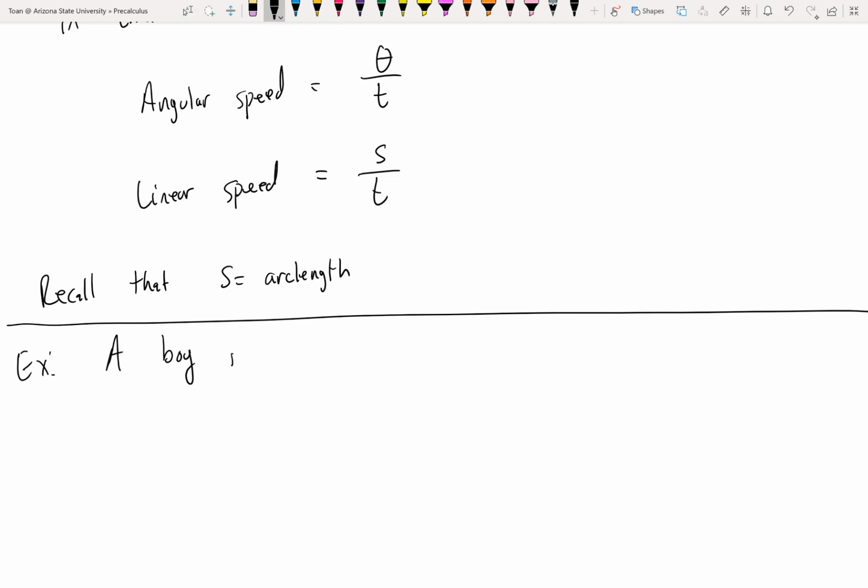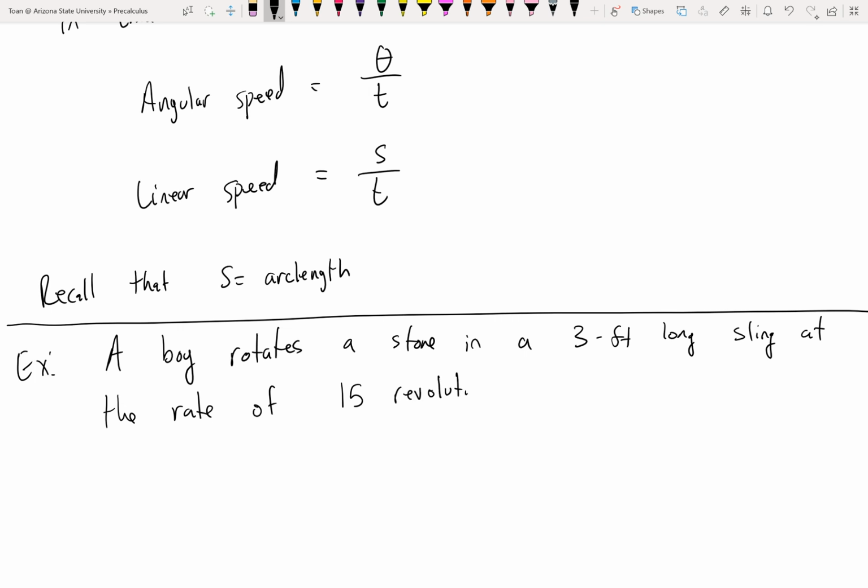Suppose a boy rotates a stone in a 3-foot-long sling at the rate of 15 revolutions every 10 seconds. Find the angular and linear velocities, or I should say speed, of the stone.